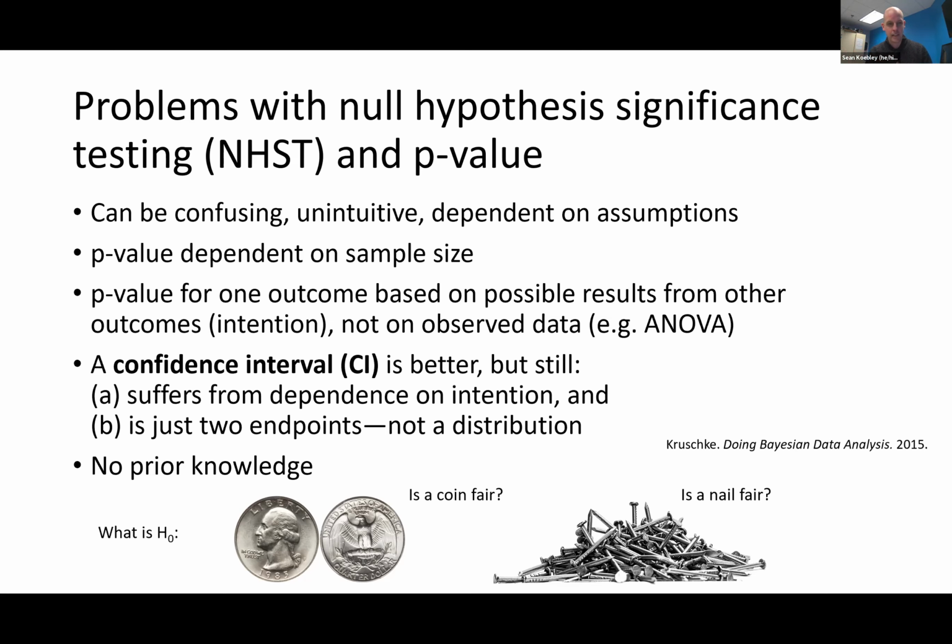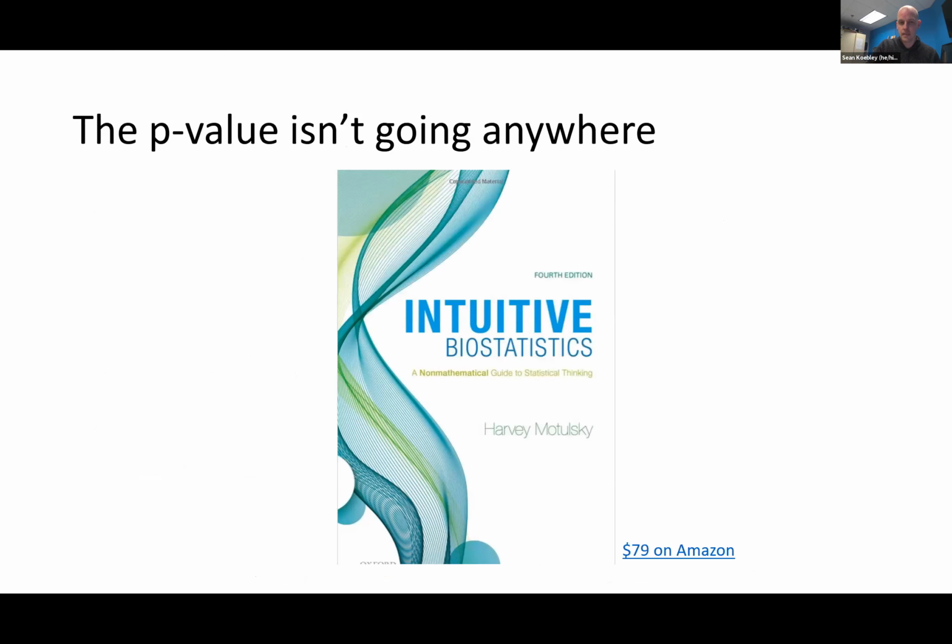So the way I want to put this is that there's no prior knowledge that we have. There's no prior knowledge built into null hypothesis significance testing. And in Bayesian statistics, there is prior knowledge that you can build into your tests.